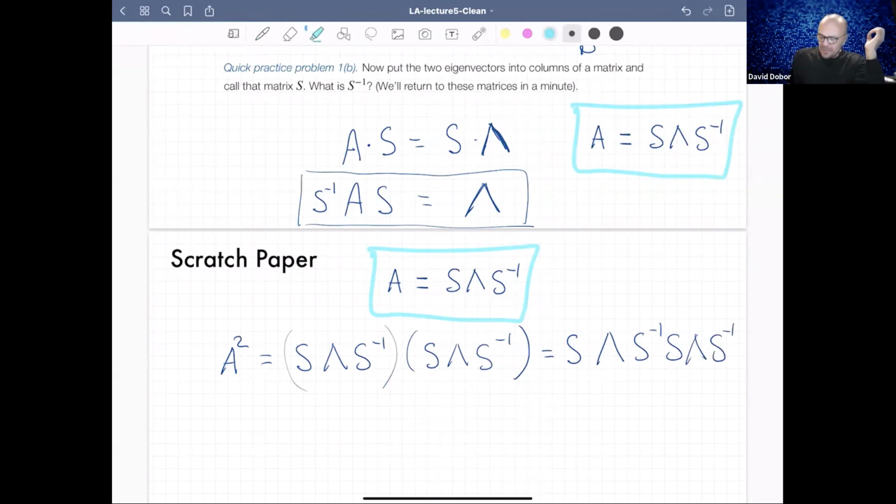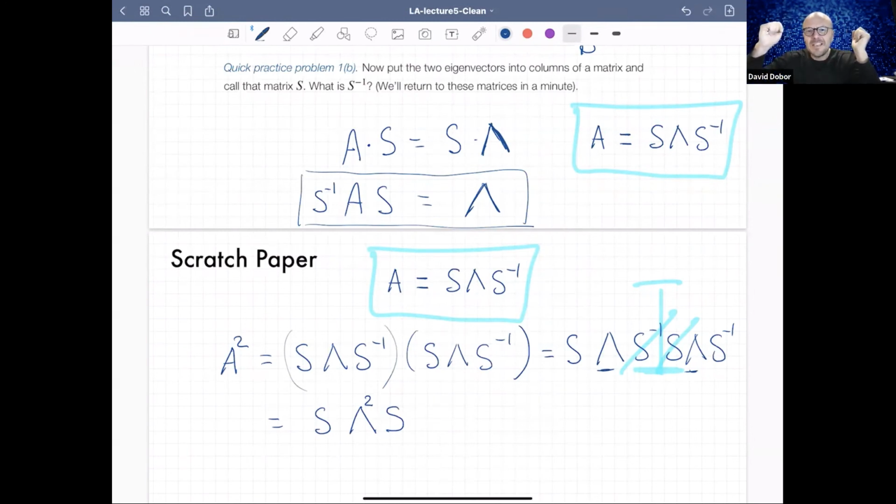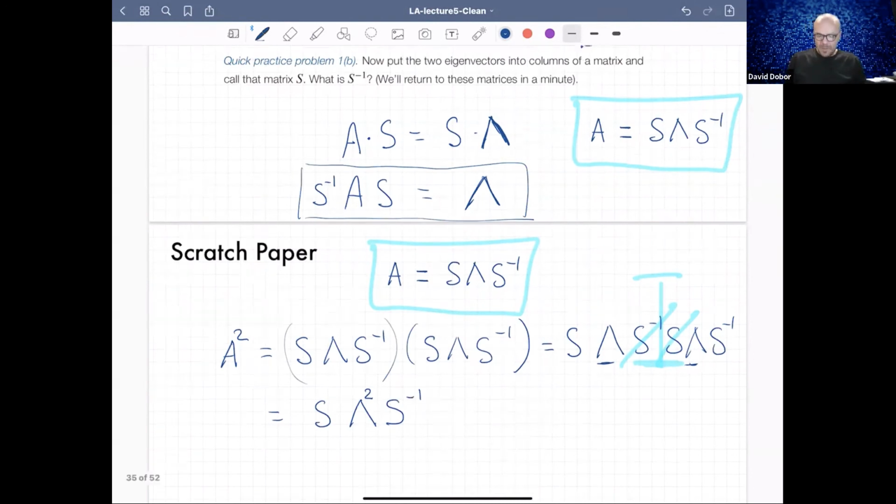What do I get? And this is the magic. This is what we're building up towards. The product of these matrices is the identity matrix I. And therefore, this product ends up being S times Lambda squared. This is that Lambda times that Lambda, which is easy to compute. Lambda is a diagonal matrix. It has a bunch of zeros, with non-zero entries only on the diagonal. So that's S Lambda squared S inverse. People see the magic, and why am I saying that this is magic?